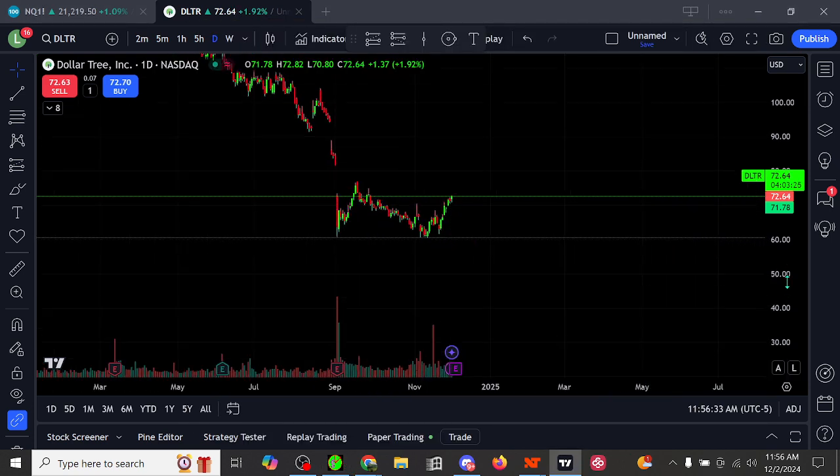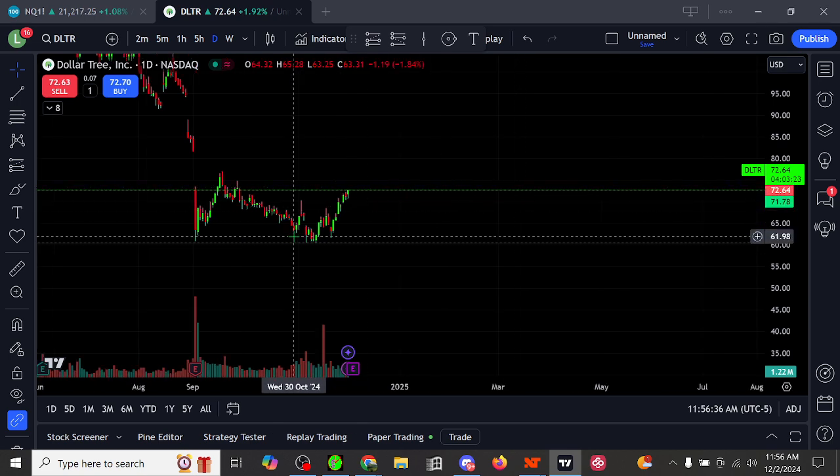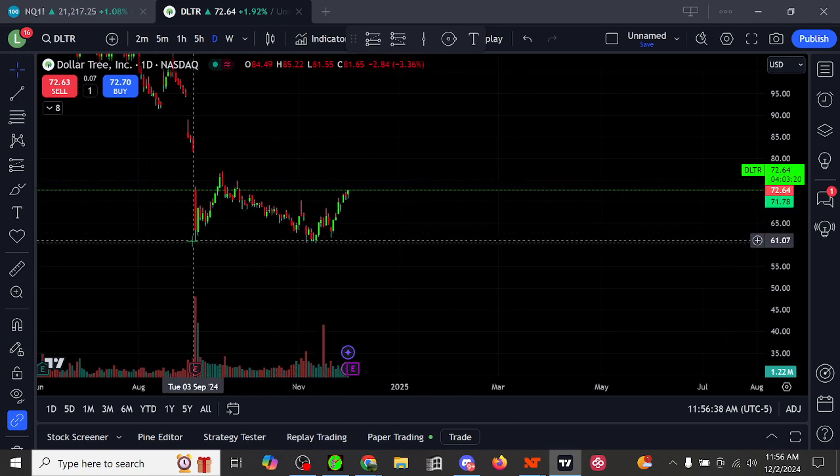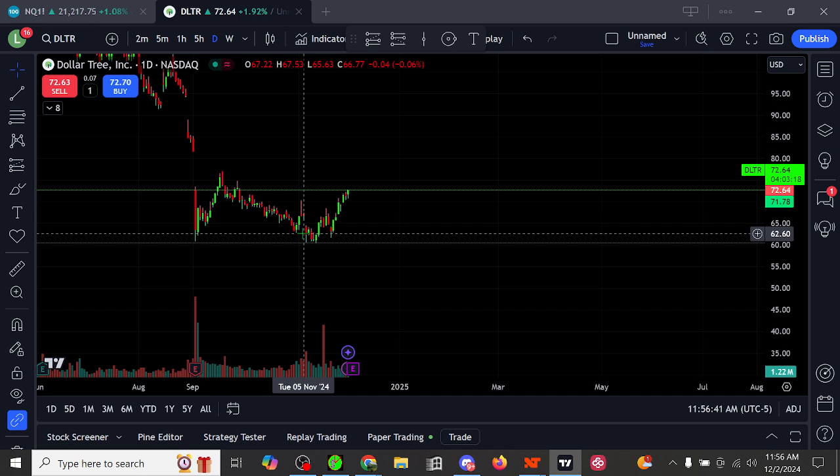Now, I can't predict the future other than this kind of stuff, but as you can see, price recently returned to that level. If that's a major low, it easily could be support.